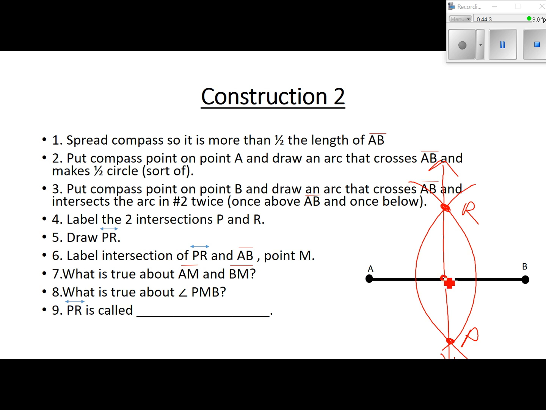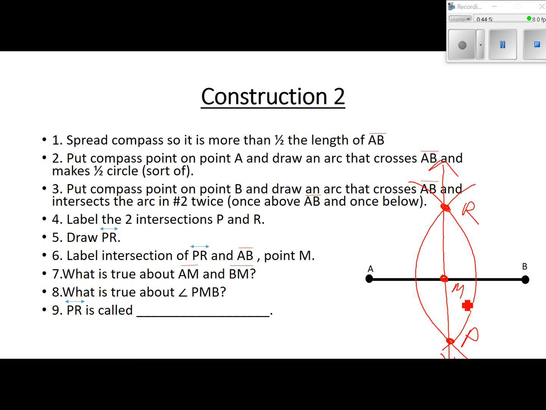And we're going to label this point right here in the middle. We're going to label it point M. Anybody tell me anything about segment AM and segment MB? They're the same. M's going to end up being the midpoint there. So it split that segment into 2 equal parts.